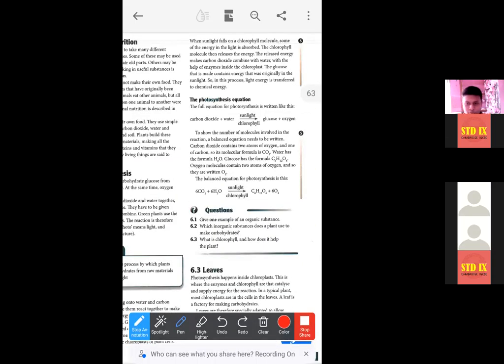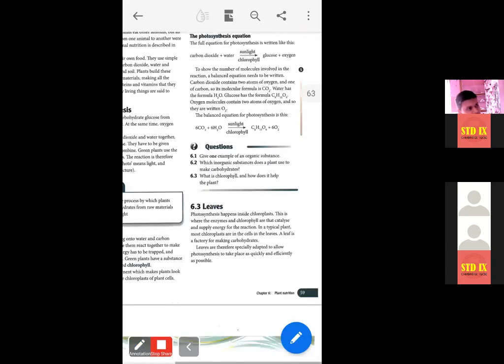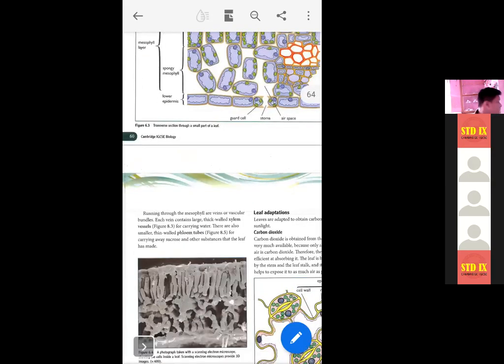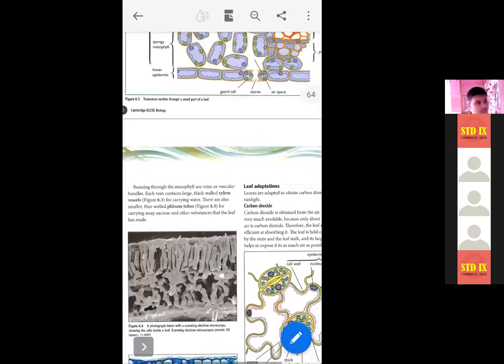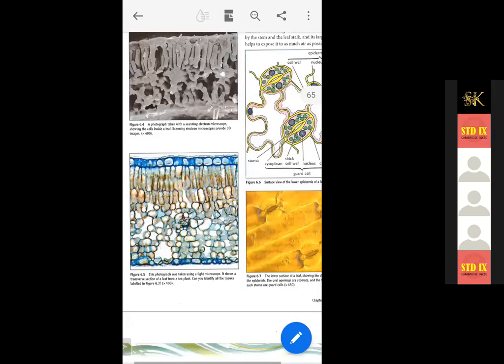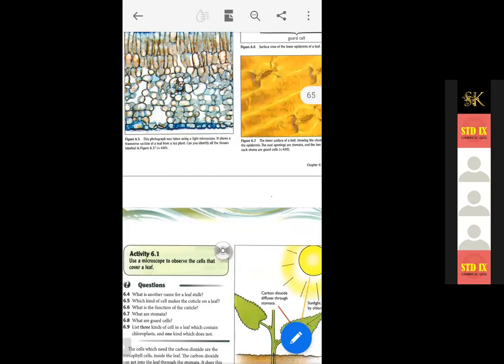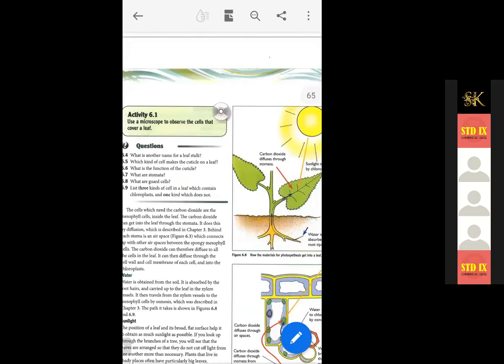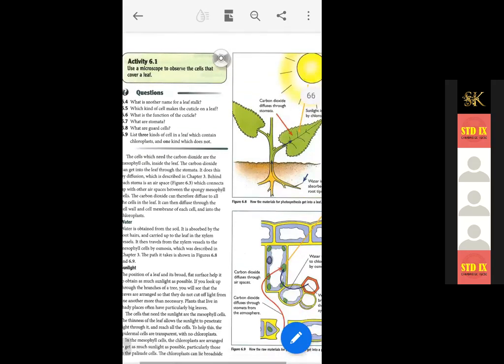Yesterday you wrote what happens to the glucose, and now you will have to write what happens to the oxygen. So first of all, you write today's date at the top of the page. And then you write the oxygen that is produced after photosynthesis.